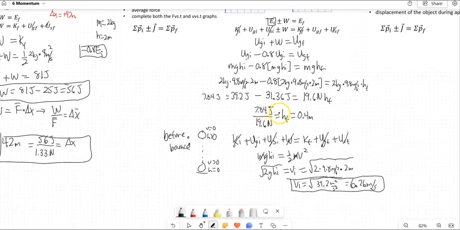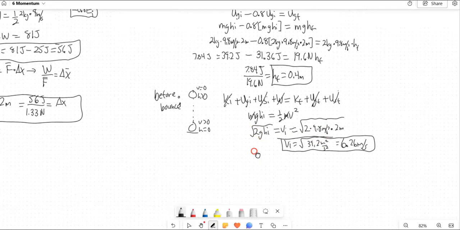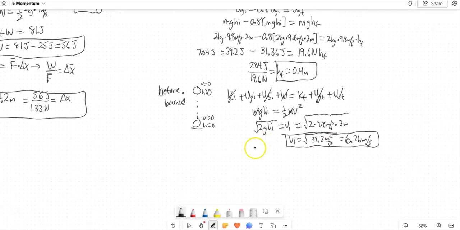Okay, so we found the height. We found the initial velocity right before hitting the floor. Now let's figure out what the velocity is after the bounce. So now, after the bounce, it starts here. So it's doing the opposite of this. And it has a velocity greater than 0, but its height is equal to 0. And so now this one is traveling down. This one is going to be traveling upwards.